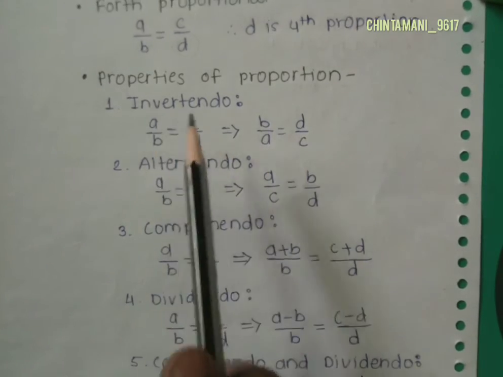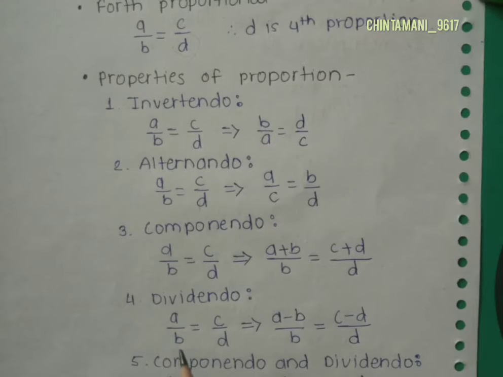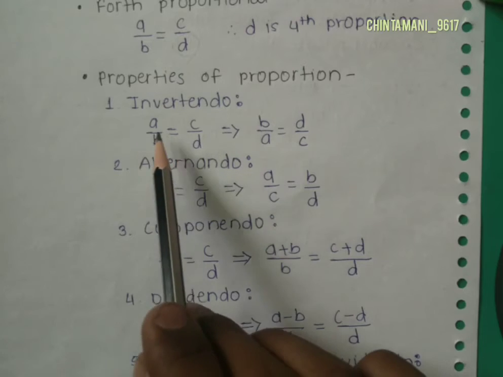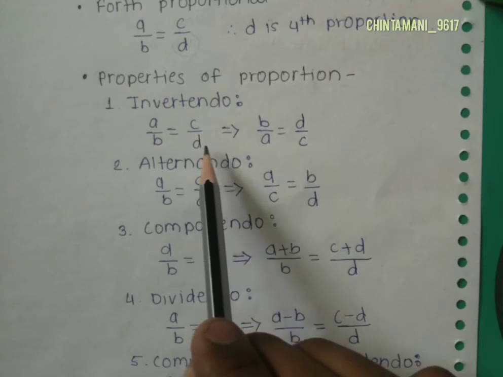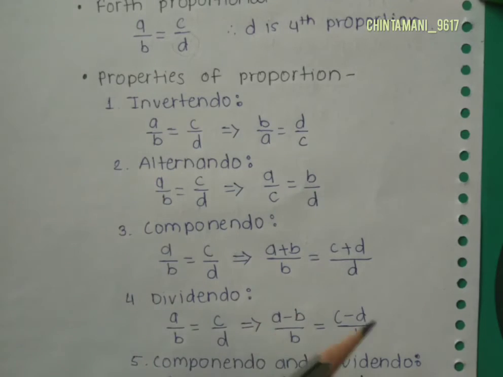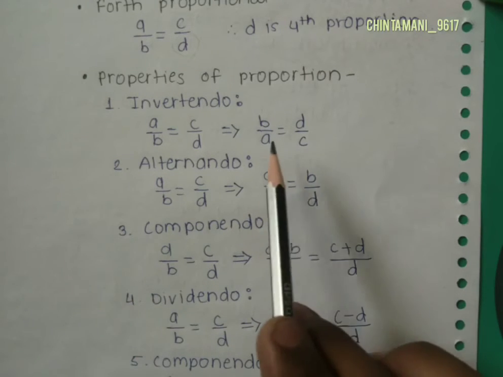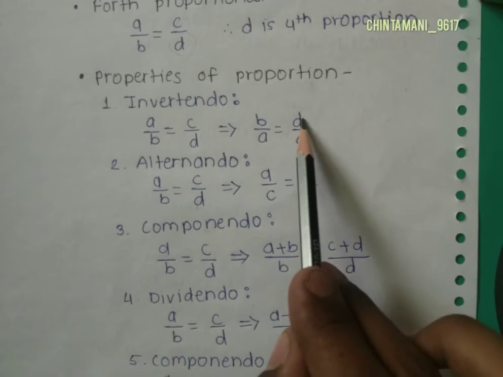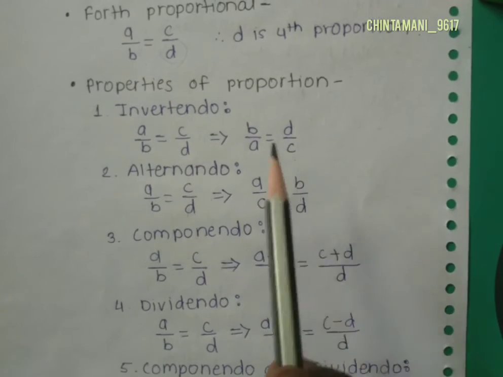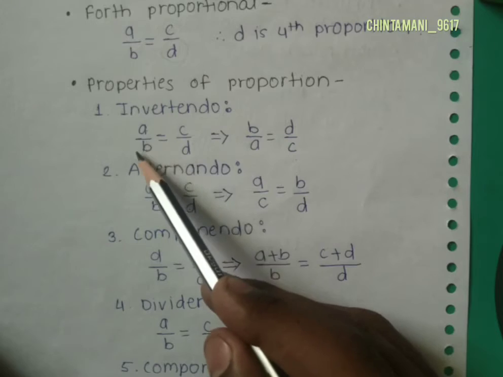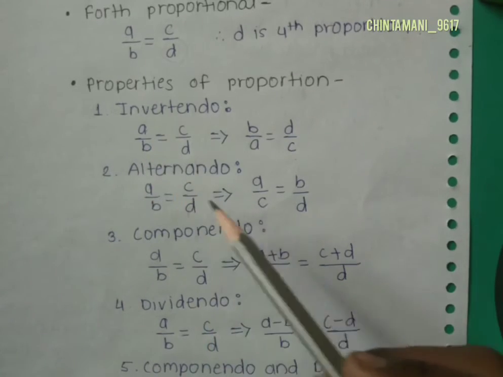The first one is invertendo. We learned this concept in 11th and 12th, but we have forgotten it, so we'll just learn about this in no time. What is invertendo? If we are given a as to b is equal to c as to d, then invertendo is just converting it to b by a is equal to d by c, just replacing the position of the numerator and the denominator.